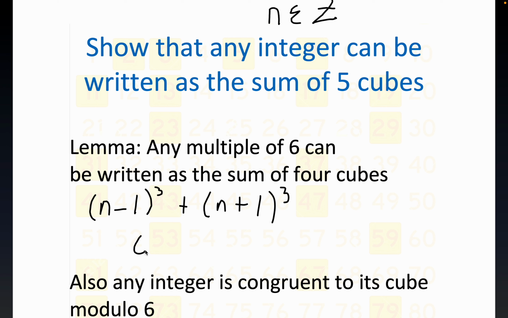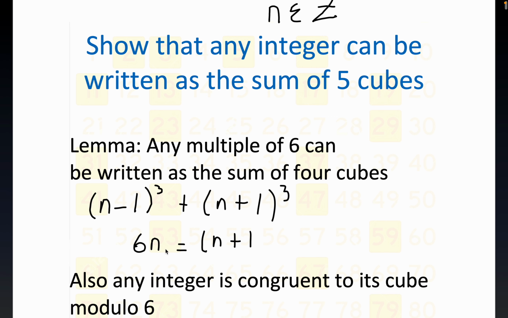What you'll get is that 6n is equal to n plus 1 cubed. And maybe we'll come back and do a concrete example of this, like say for 90, where n would be 15. But any multiple of 6 can be written as n plus 1 cubed plus n minus 1 cubed.